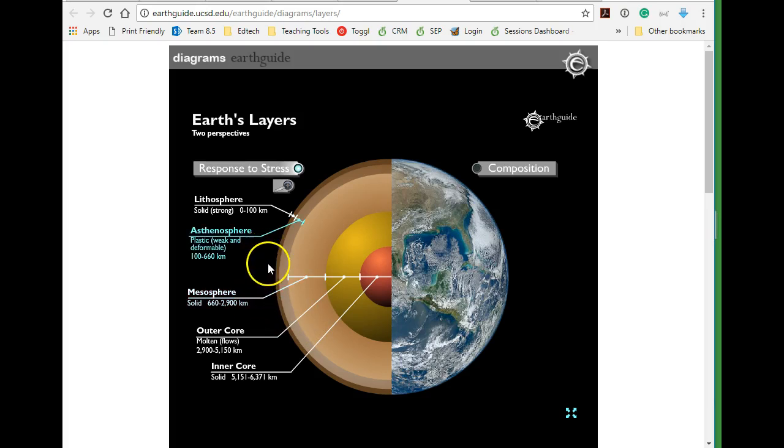Now, as we go further down, we now are going to run into the mesosphere. Meso reminds me of middle, and you'll notice that middle definitely describes this layer. It's right here. It's a lot thicker than the other two that we saw. It's a solid layer. It's 660 to 2,900 kilometers down. And again, we're finding out that it's solid or liquid by looking at how waves pass through it.